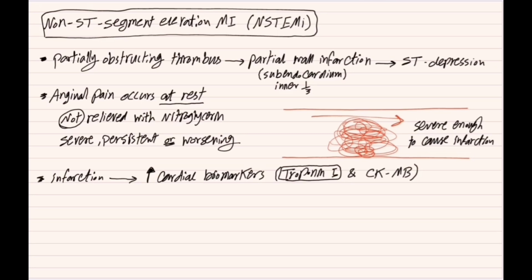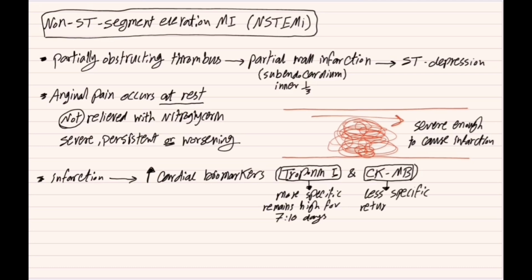And as we said before, troponin 1 is more specific and it remains high for 7 to 10 days. CKMB is less specific, returns to normal after only 2 days, and it's used for diagnosis of reinfarction rather than the acute myocardial infarction itself.